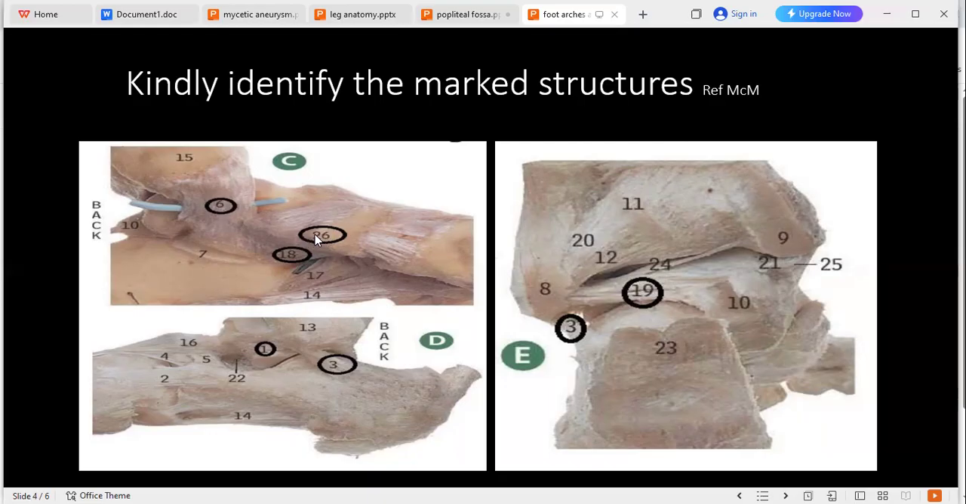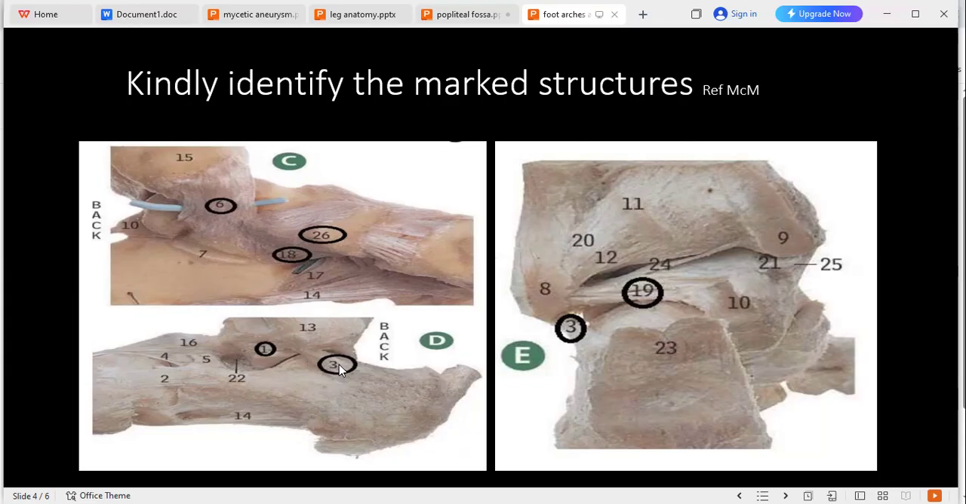26, please. 26, this is navicular, tuberosity of navicular. 18. This is spring ligament. Yes, very good. Okay, 1. This is anterior talofibular ligament. Very good. 3.